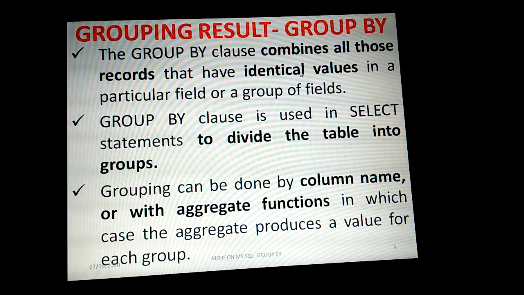So first one, grouping results using the GROUP BY clause. The GROUP BY clause combines all those records that have identical values in a particular field or a group of fields. So with the help of GROUP BY clause we can combine the records. Records means all the rows only. Whichever rows have identical values under one particular column or a group of columns, we are going to combine those records with the help of this GROUP BY clause. So it is used in the select statement.